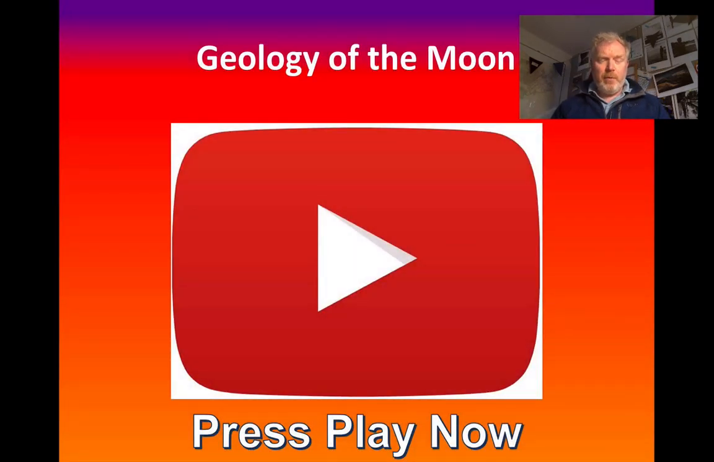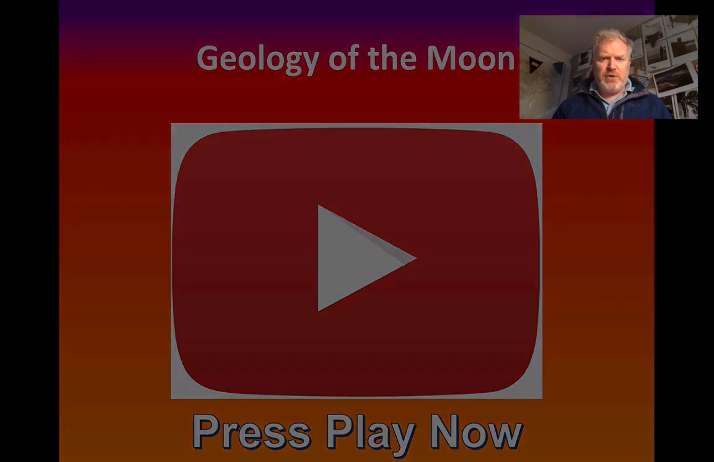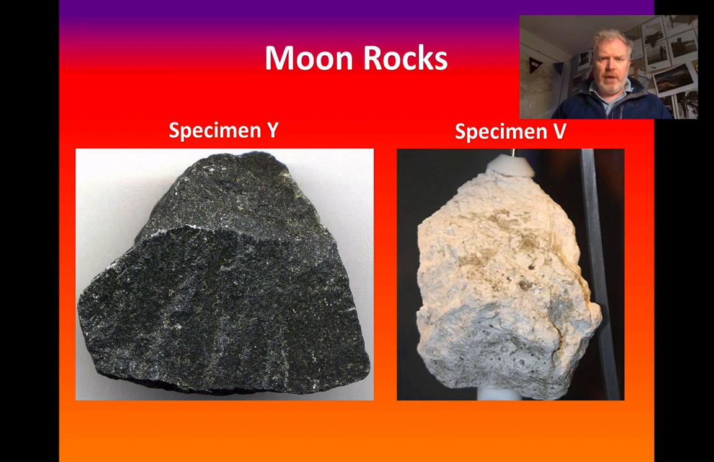Okay, let's have a look at some more of the information about the moon that will help us start to unpick its geology. Let's look at the rocks first of all. These are the 2 rocks that we would be looking at in class if we were looking at the hand specimens. On the left we have specimen Y and on the right specimen V. You can see these are both igneous rocks.